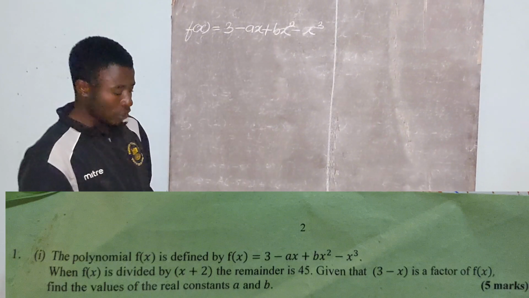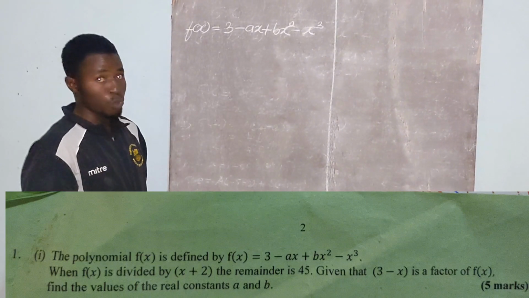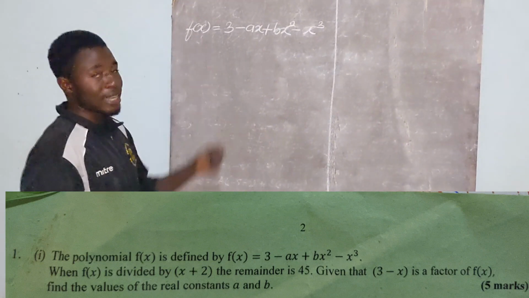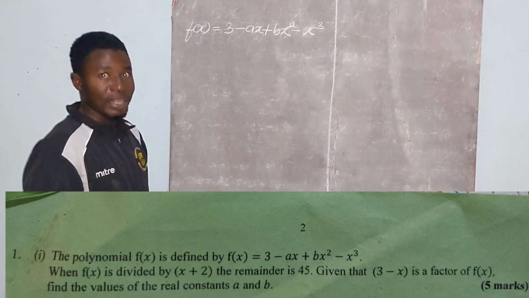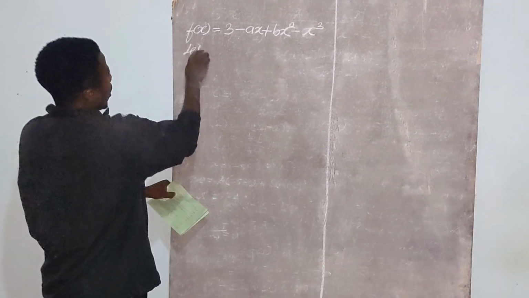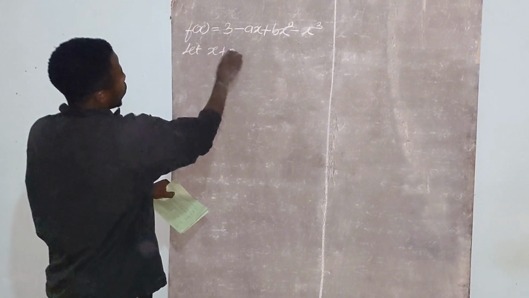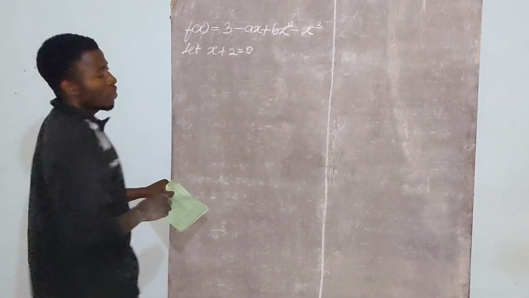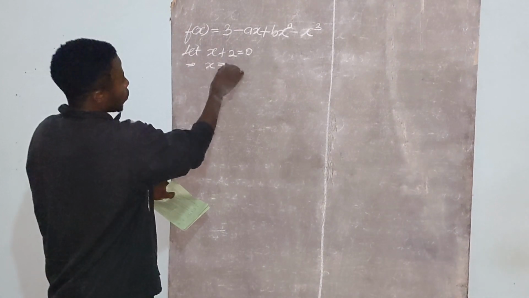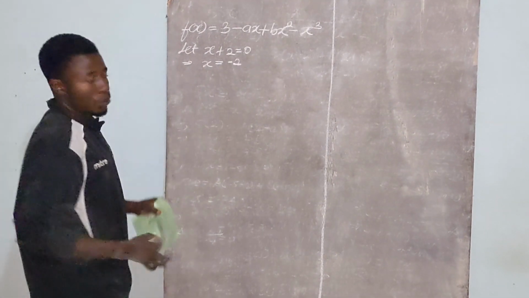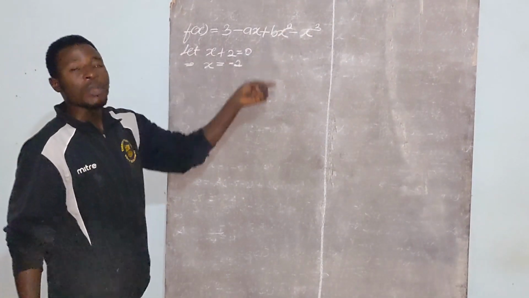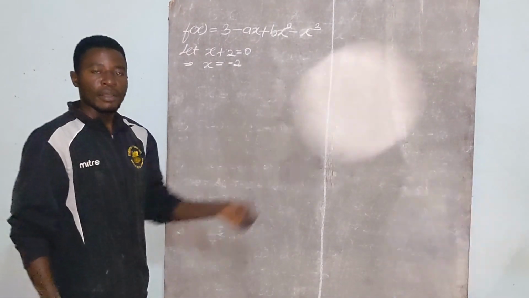Alright, so to analyze this question, to look for the constants a and b, we are going to use this quantity that has been given, x plus 2. It has been told that when f of x is divided by x plus 2, the remainder is 45. It therefore means that I will let x plus 2 be equal to 0 and solve for x. In this case, you will see that x will be equal to minus 2. So I'm now going to substitute minus 2 into the given polynomial and equate it to 45, as I'm equating it to the remainder.